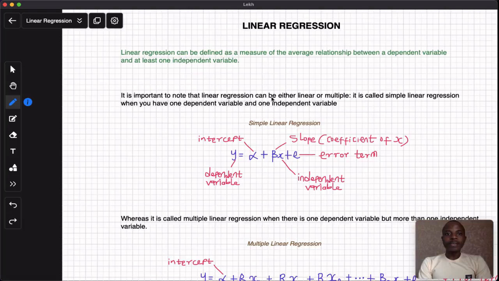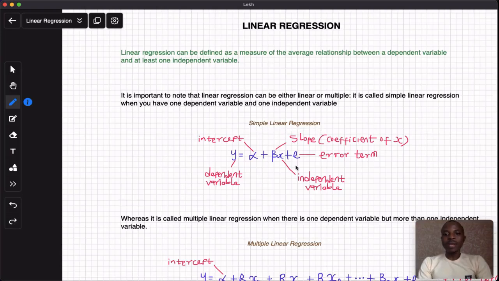Now, linear regression can be defined as a measure of the average relationship between a dependent variable and at least one independent variable. Now, you have just one variable, but the relationship is expressed using the equation of a straight line, as I said earlier, and that's what makes it linear, actually. So you may have more than one variable, and you may have just one variable. If you have just one variable, you call it simple linear regression, which is the case here.